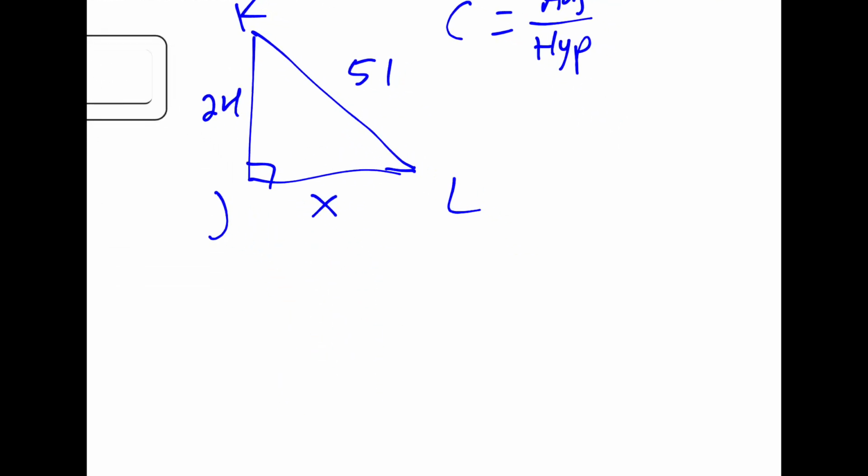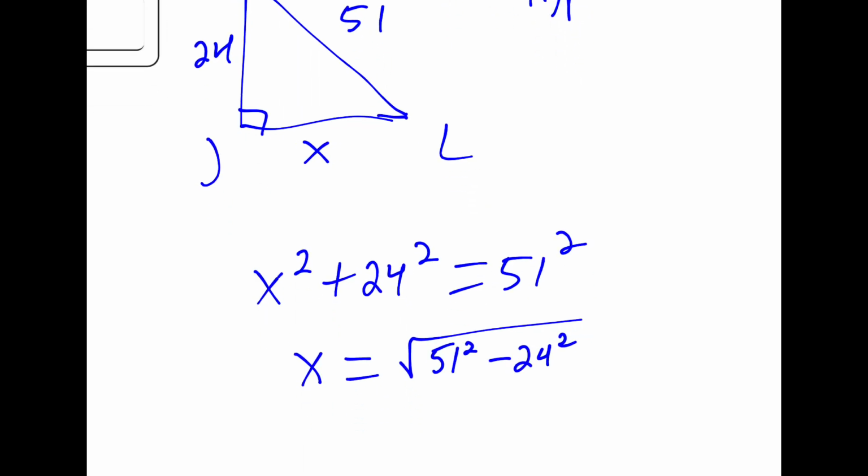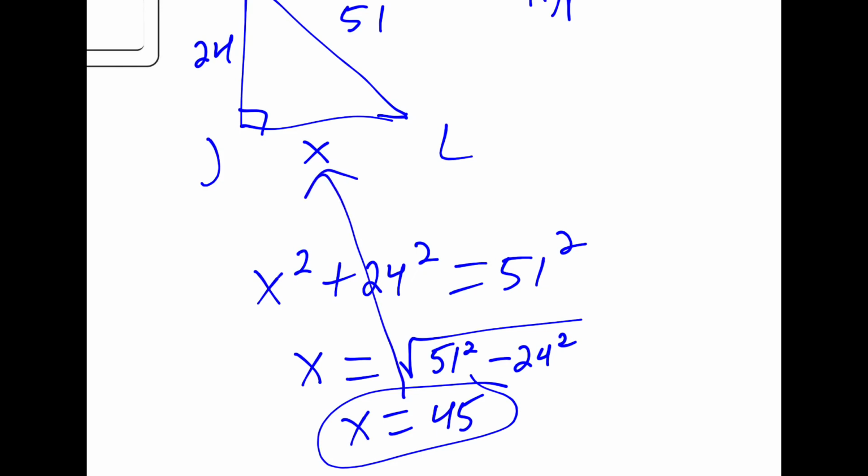Since it's a right triangle, I know that x squared plus 24 squared is equal to 51 squared, according to the Pythagorean theorem. And this is how I solve for x. I move things over and I take the square root. And this part you could certainly do on a calculator, and if you do it, you get 45. So I'm going to plug that back into my triangle here.